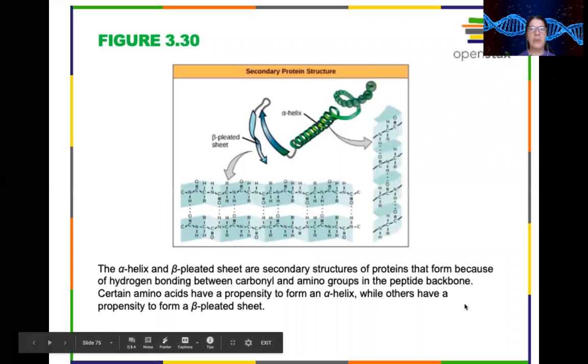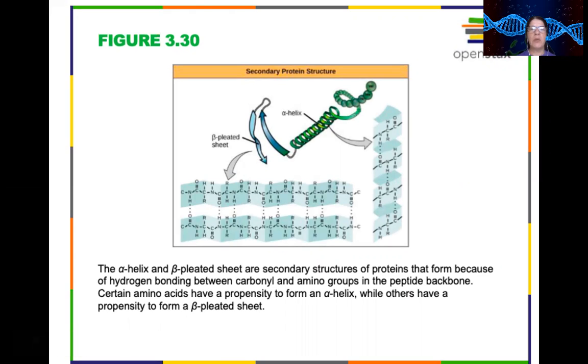I would like to remind you that in the last video, we talked about secondary structure and the two main forms of secondary structure, an alpha helix and a beta pleated sheet. You can see it in this slide. To the right is a helix, and to the left is a beta pleated sheet.